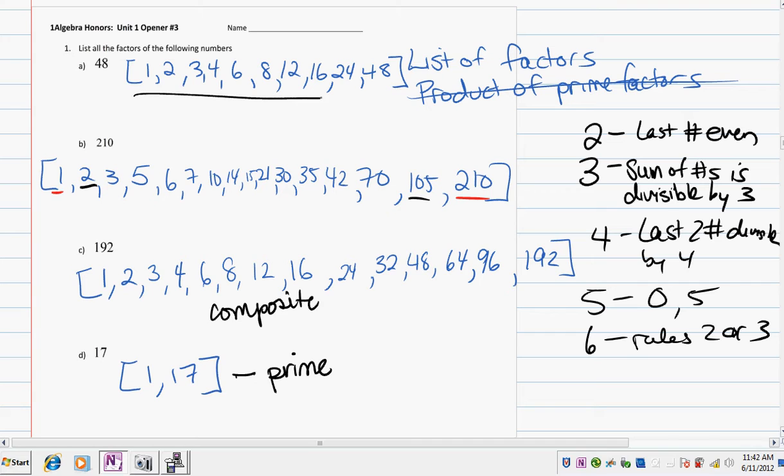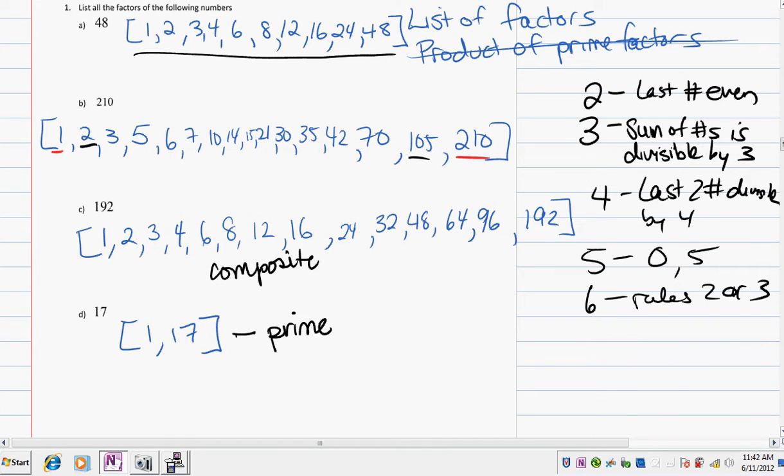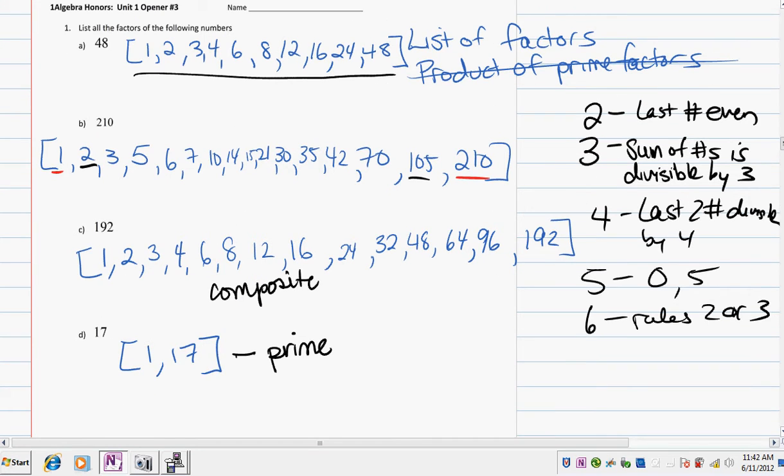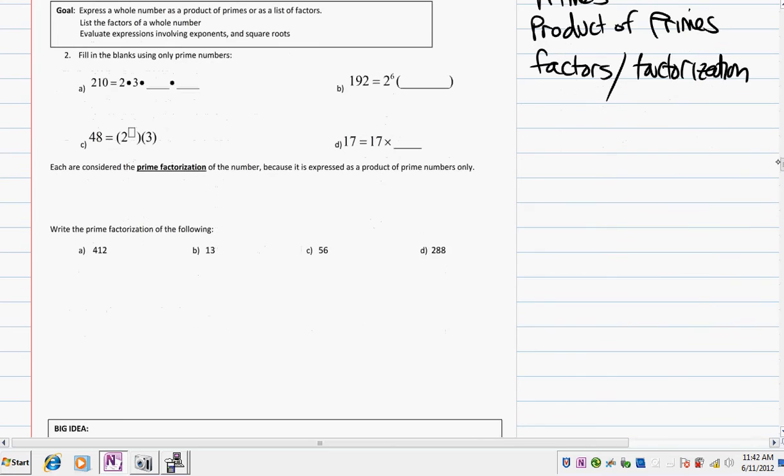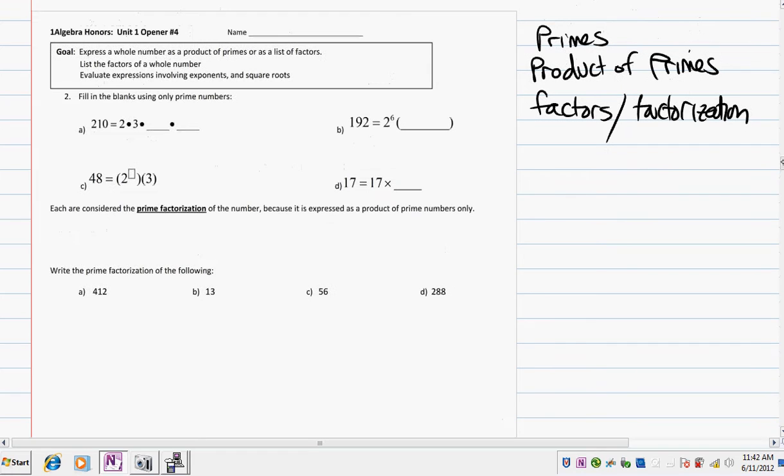The list of the factors are all the numbers when multiplied by another integer, and actually in this case a whole number, that could multiply to the desired number, the number that we're factoring. Product of primes is a little different. So the first question is, well, what is a prime number?